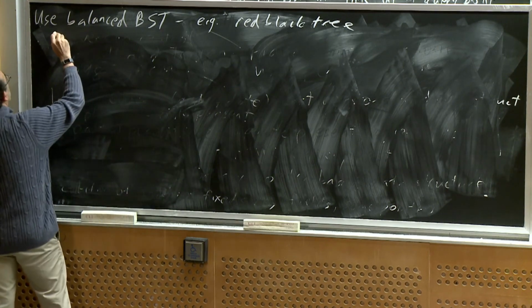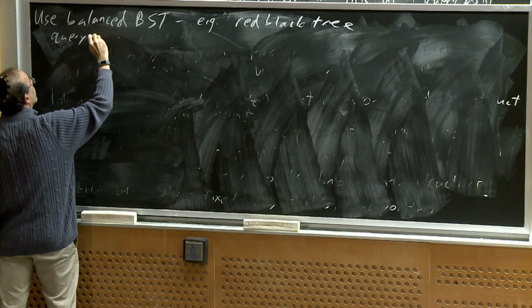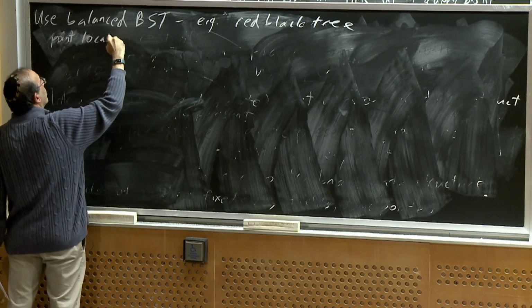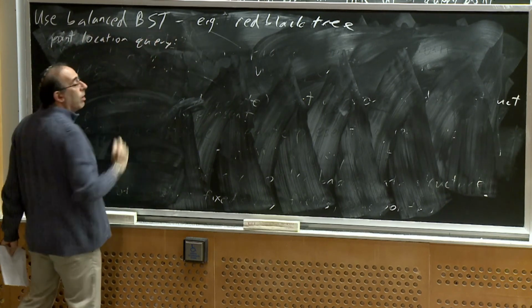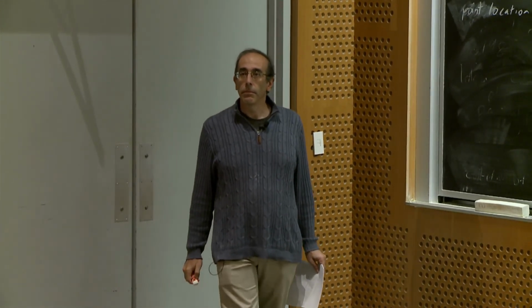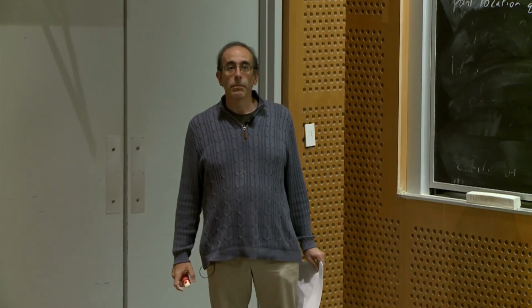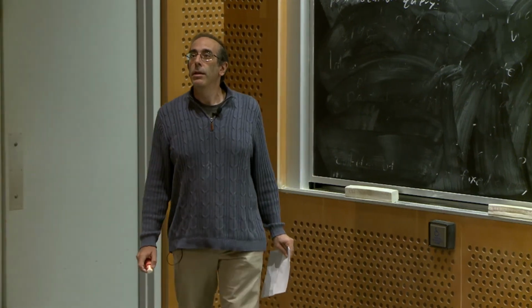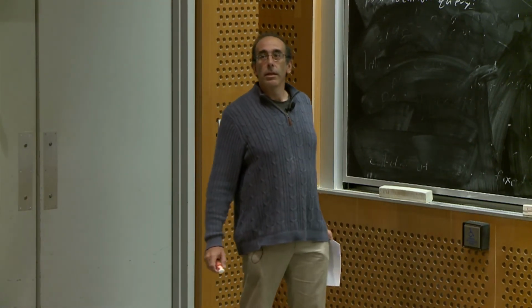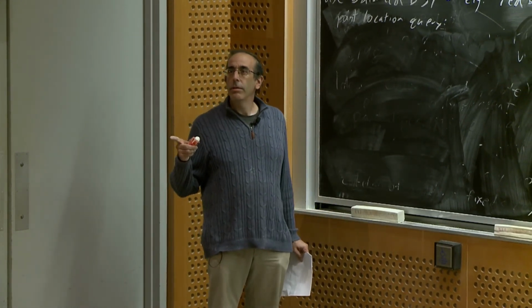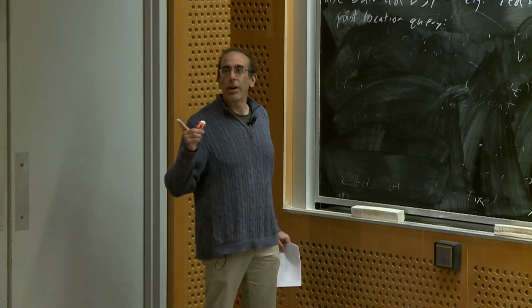So if we use this as the underlying structure, what is the time for a point location query? Yes? Log n plus log t, which in this case is log n squared. Sorry, what was that last? Log n squared? Yeah, so log n. All right, so it's 2 log n, right? It's not log n squared.